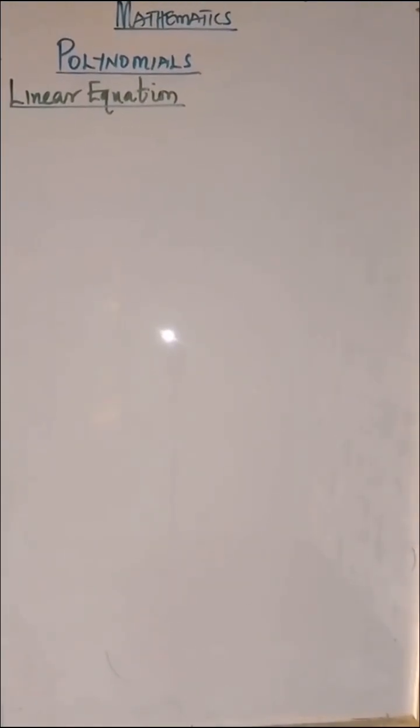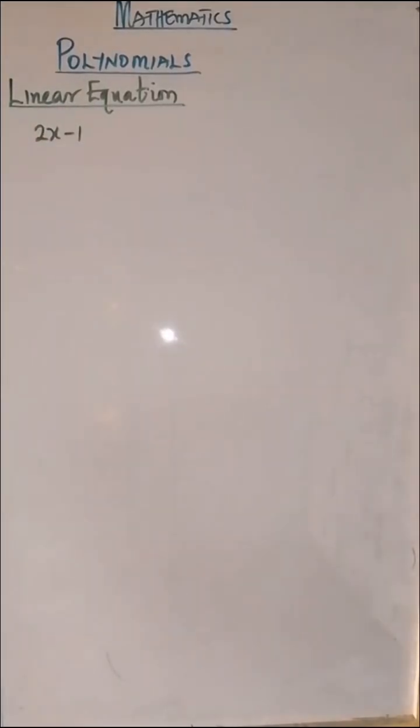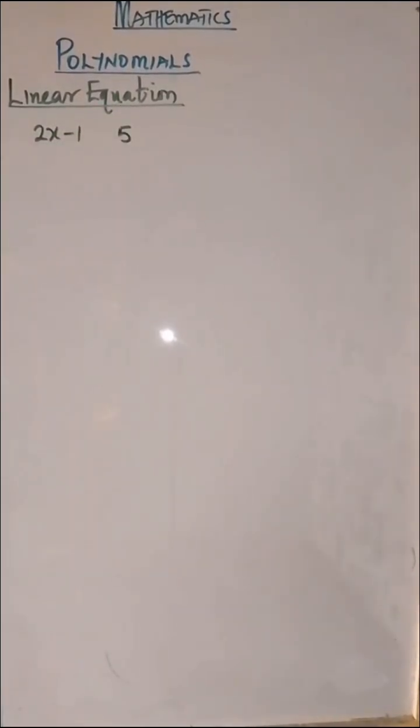Okay, the next thing as promised is to first look into linear equations. What is the difference between a linear expression and a linear equation? For example, if you have something like 2x minus 1, this is an expression. It's a linear expression because the highest power of x here is 1. So let's suppose I have a monomial, let's say 5. This is another expression, but this is a constant, or just call it a constant monomial.